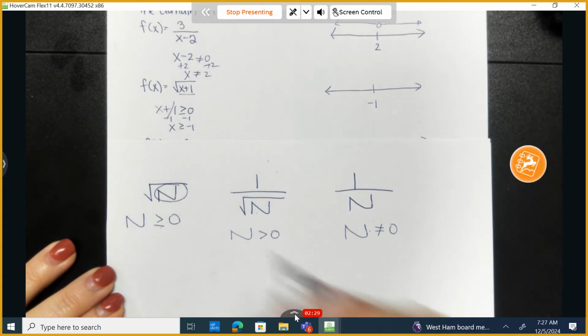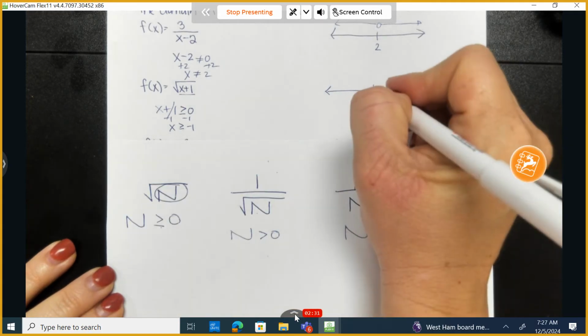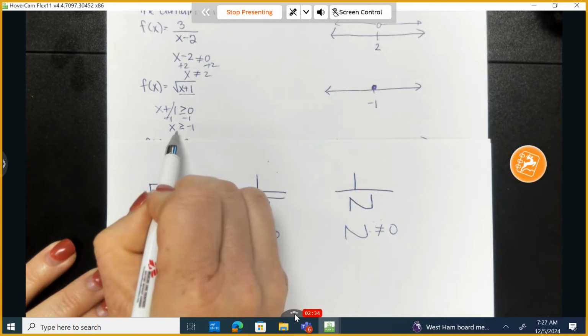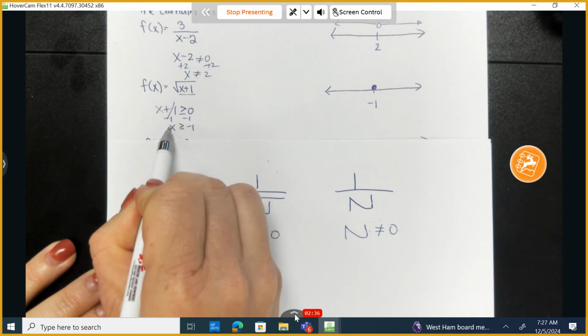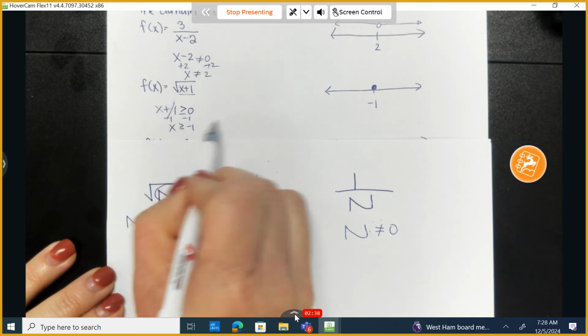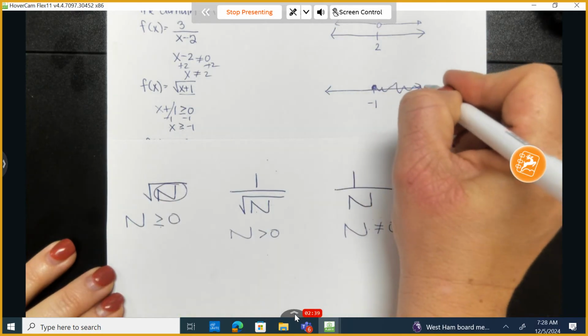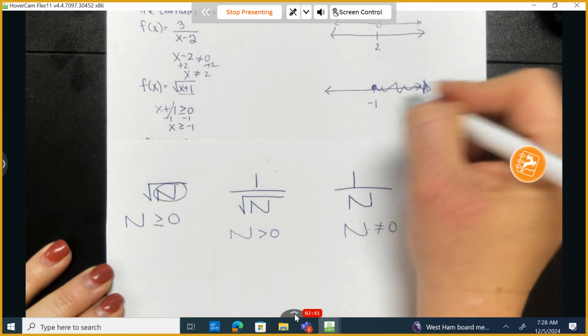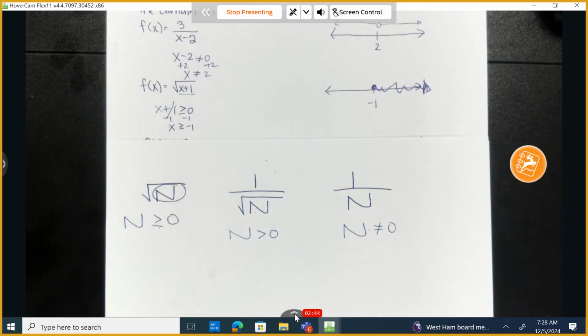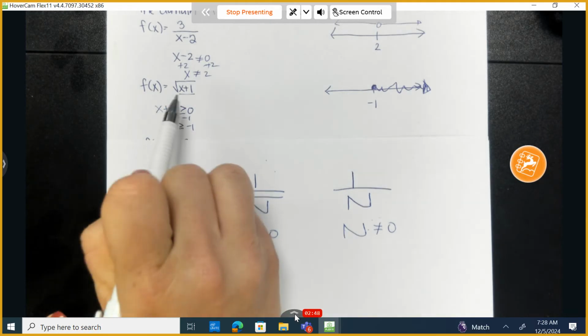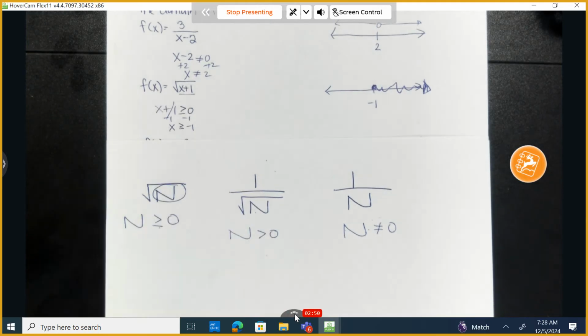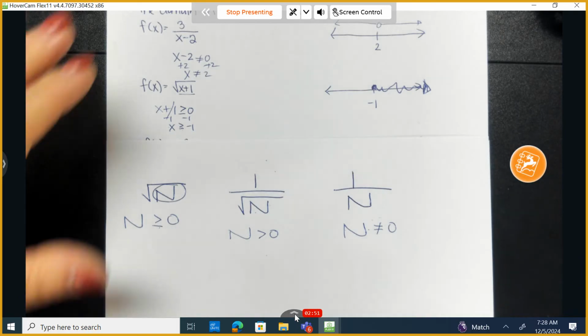Here is my negative 1. There's a line underneath. That means I include it as part of the solution set. Think of this as an arrow. As long as the variable is on the left-hand side, the arrow says shade to the right. I'm shading to the right. What does this represent? It represents that we're going to include negative 1, and all values to the right, I could plug into this function, and I would be able to produce an output value.